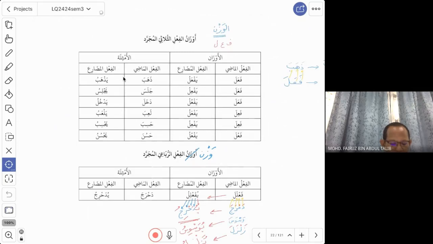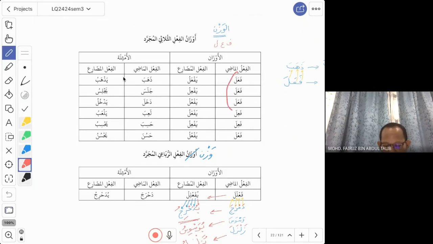For the sulasi mujarrad, you can make it like this. Fa'ala, because this is of the same wazan, you can have fa'ala yaf'alu, fa'ala yaf'ilu, fa'ala yaf'ulu. Fa'ila, you can have two mudari: fa'ila yaf'alu or fa'ila yaf'ilu. For fa'ula, it is always fa'ula yaf'ulu. Try to memorize that. For rubai mujarrad, it is only one.